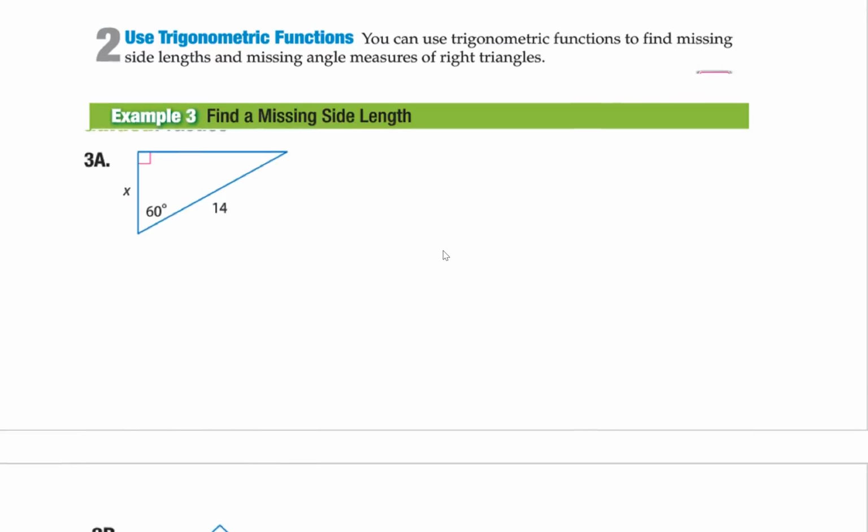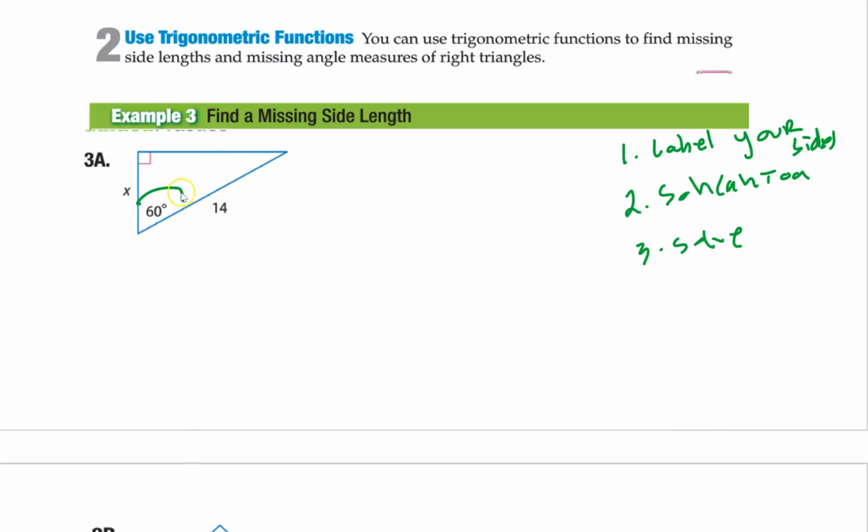Now here we're going to use a calculator. So they want us to find the missing side. The key thing here is, step 1 is label your sides. And then we're going to do SOHCAHTOA to figure out which one you need. And then we're going to solve. So what do I mean by this? Let's label our sides real quick.